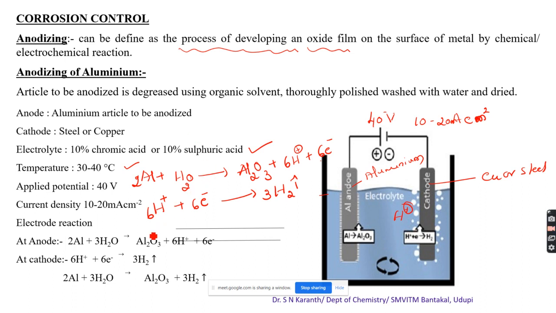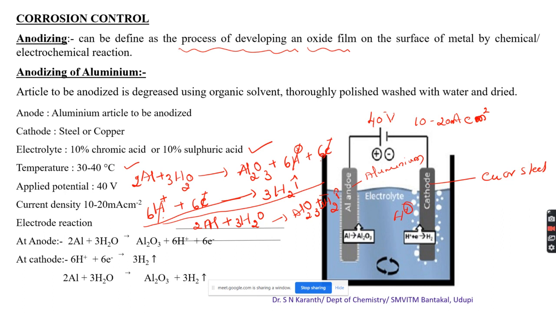What is the net reaction? The net reaction is the sum of the two reactions. Here the 6 moles of electrons get cancelled. It shows just an interaction between aluminium and 3 moles of H2O, giving rise to aluminium oxide. It is just like a natural oxidation process. If you carry this out under natural or common conditions, it takes a longer time. That's why it is subjected to an electrolytic or electrochemical reaction.